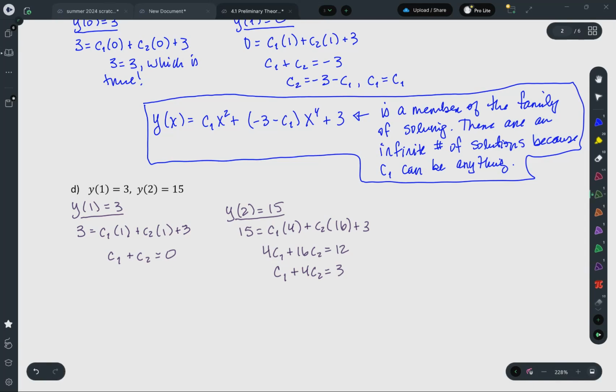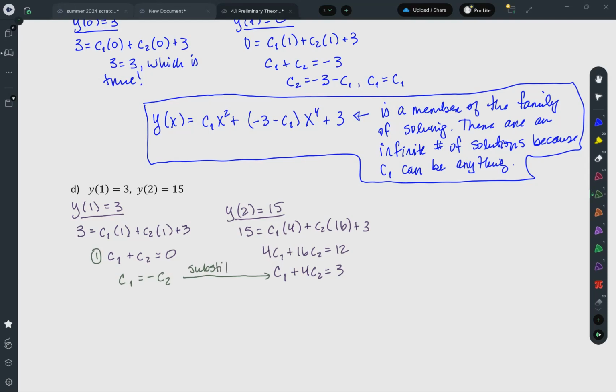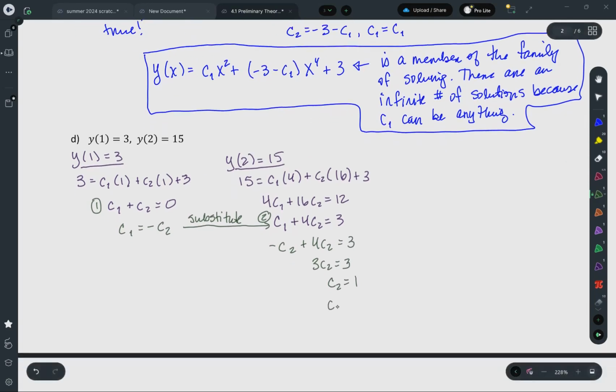In the first one, C1 plus C2 is 0, I could say C1 is equal to minus C2, and then I could substitute it into equation 2. So I'm going to replace C1 with minus C2, get minus C2 plus 4C2 is 3, so that's 3C2 is 3, and C2 is 1, which means C1 is minus 1.